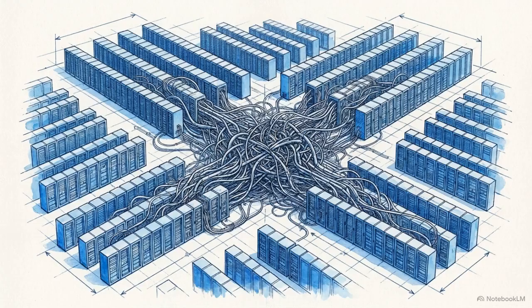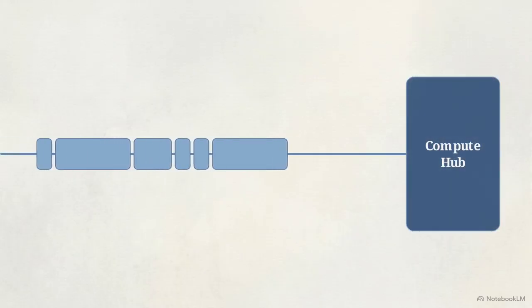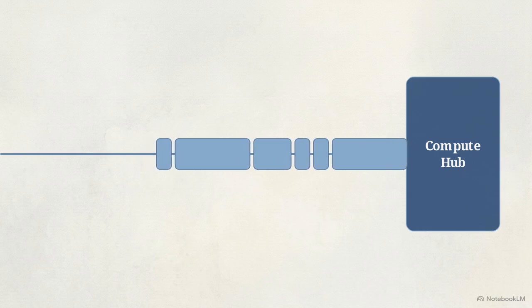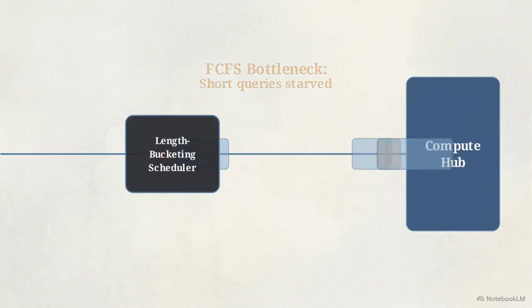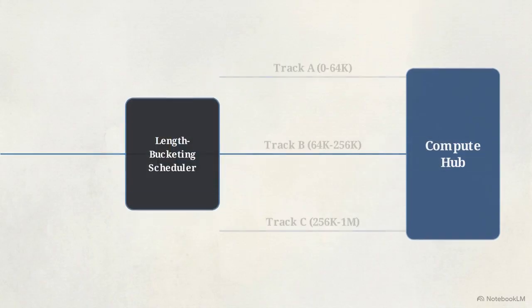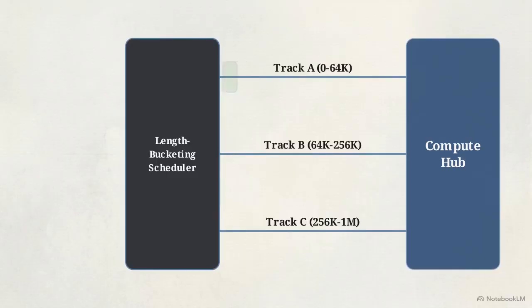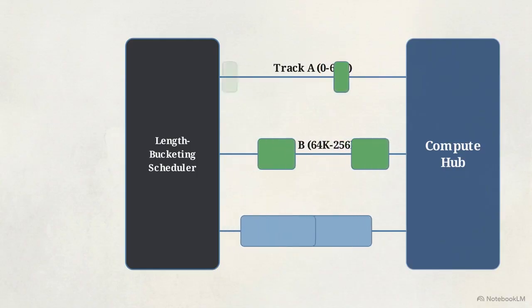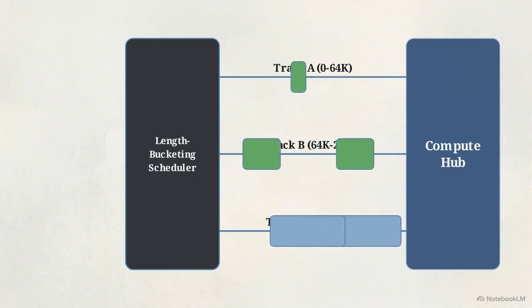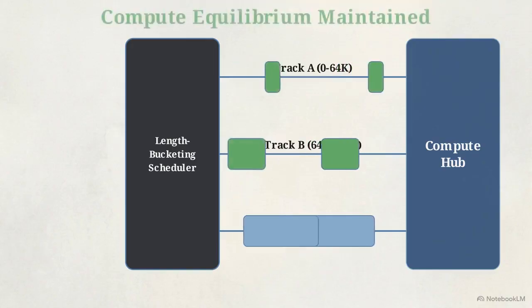Even after fixing the operating system, they found another hidden structural bottleneck. If you mix massive million-token requests and short, simple requests in the exact same processing batch, the long requests consume the compute time, and the short queries are starved. The intervention here is a length bucketing scheduler. It aggressively micromanages traffic by taking in requests and actively sorting them into 3 distinct, separate pipelines based on their size, maintaining compute equilibrium across the cluster.